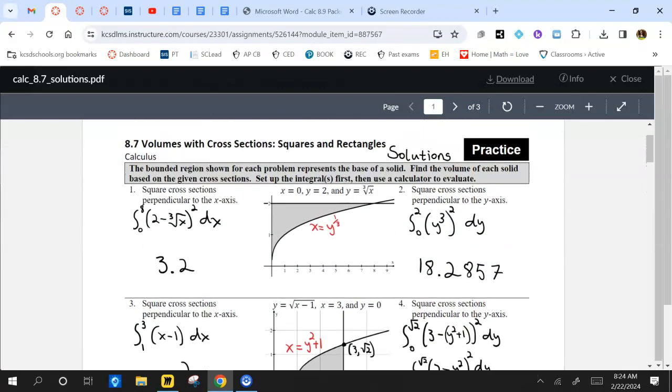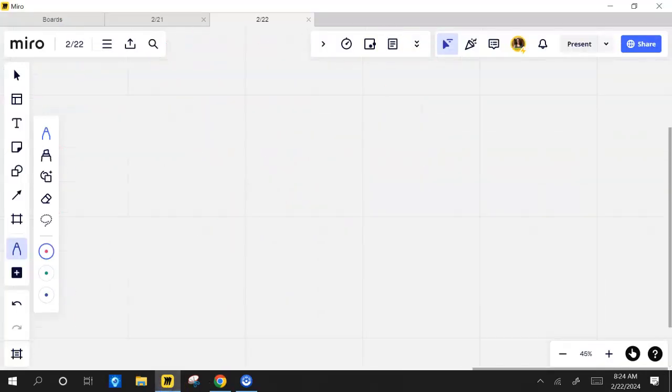Am I going the right way? This? Okay, so we're going, let's see, cubed root of x, y equals 2.